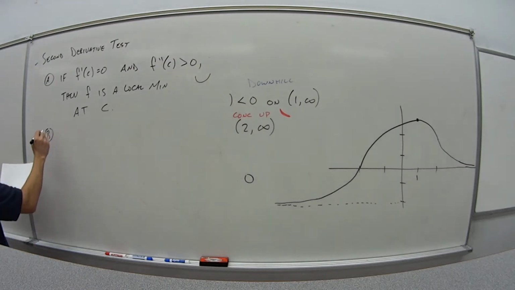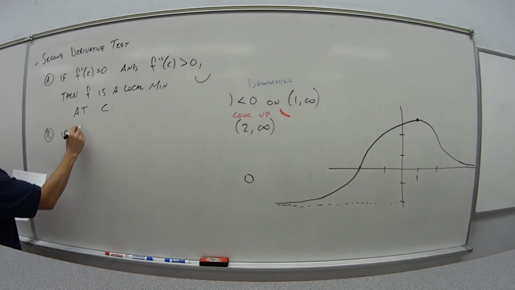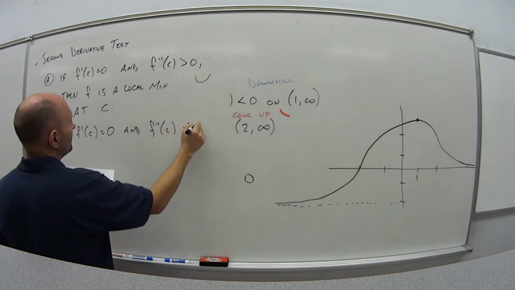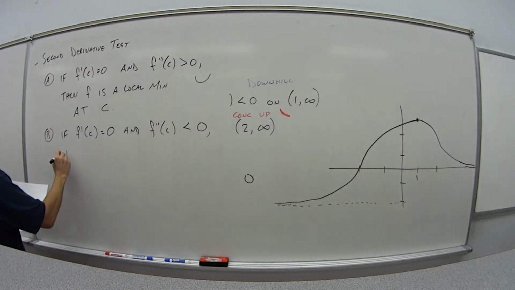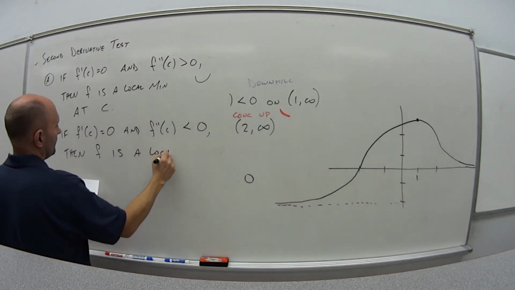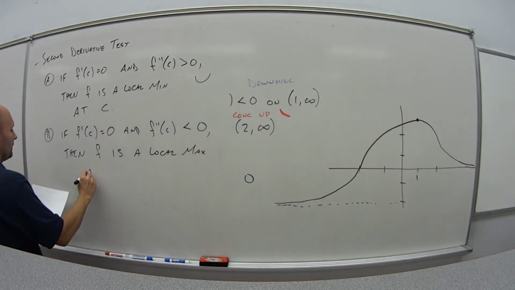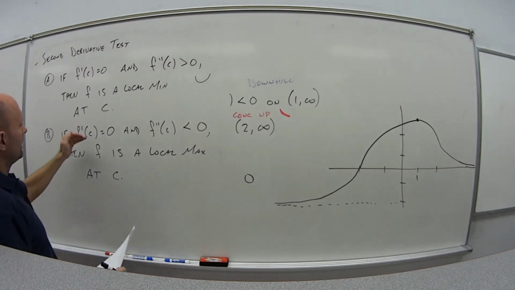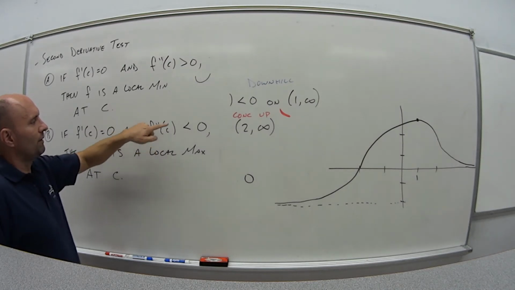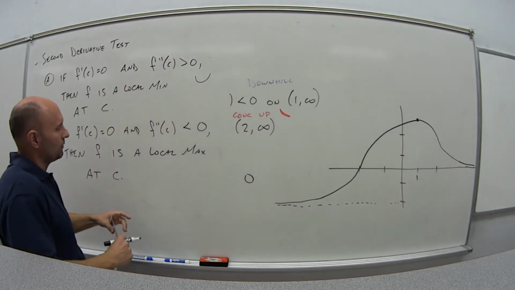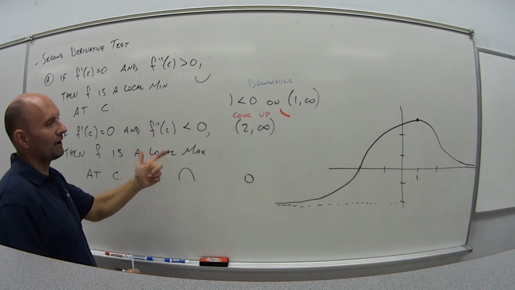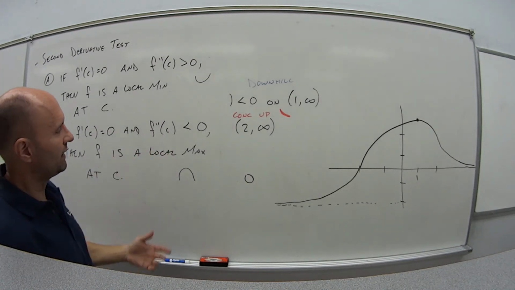And similarly, if f prime of c is 0 and f double prime of c is less than 0, then f is a local max at that point c. And same idea. F prime of c is 0 means it has to be a local max or local min, but because the second derivative is negative, it means concave down, meaning it looks like an upside down coffee cup or an upside down parabola, therefore that point has to be a local max.